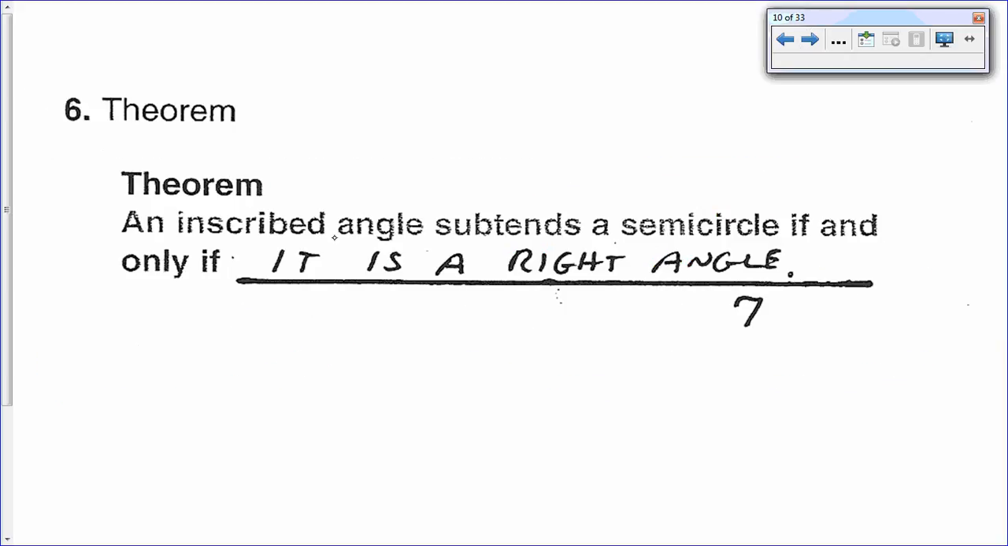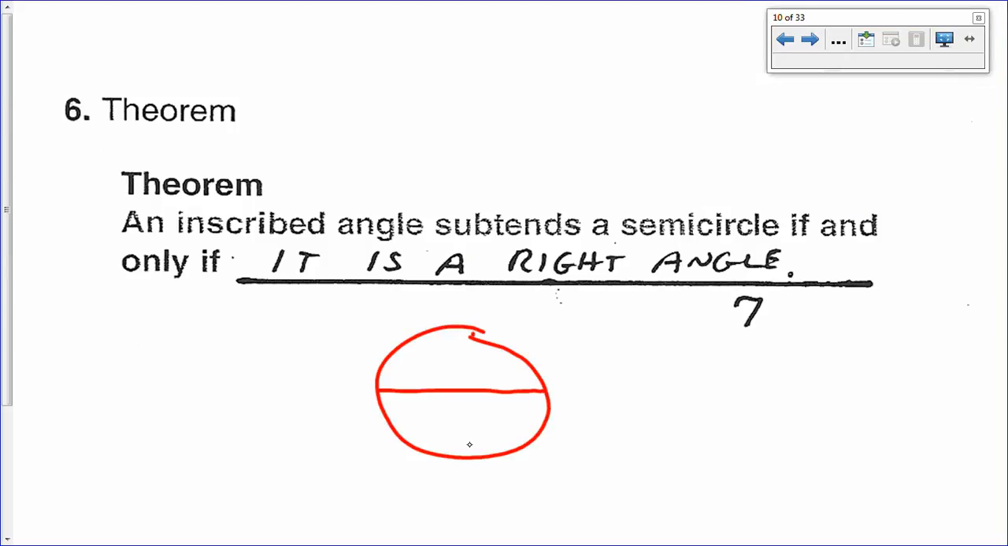All right, an inscribed angle subtends a semicircle if and only if it is a right angle. Well, that's because, let's draw a picture of this. You have a semicircle, right? And we're subtending, so we can make the point anywhere we want. And this is an example of subtending, okay, this angle right here would be subtending the circle.